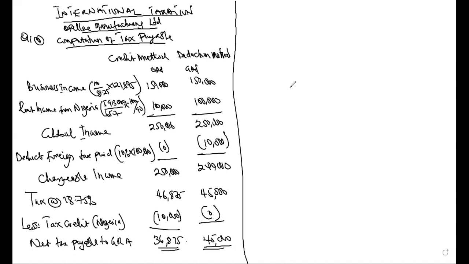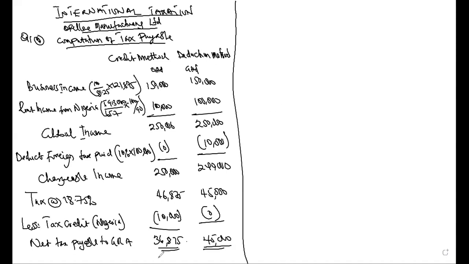So every computation you have made, you must be able to explain your calculation. You should be able to advise both the taxpayer and the government. So for this question, after computing, you should be able to explain.